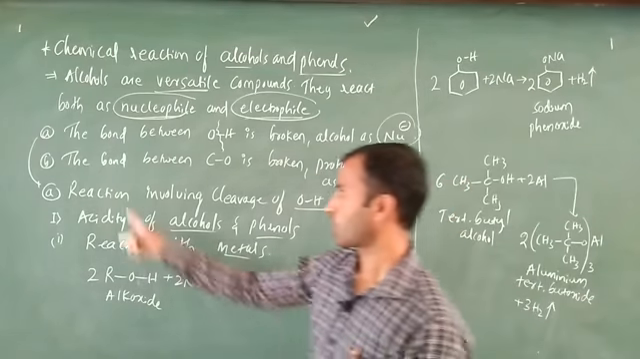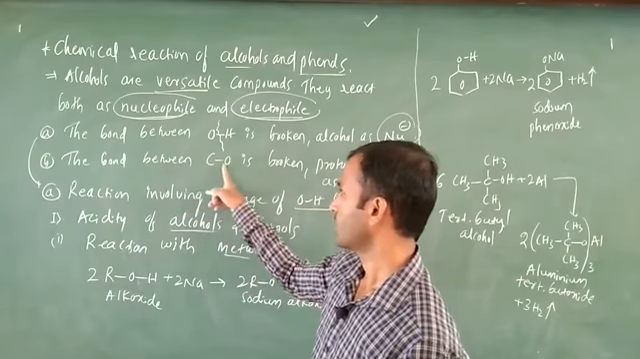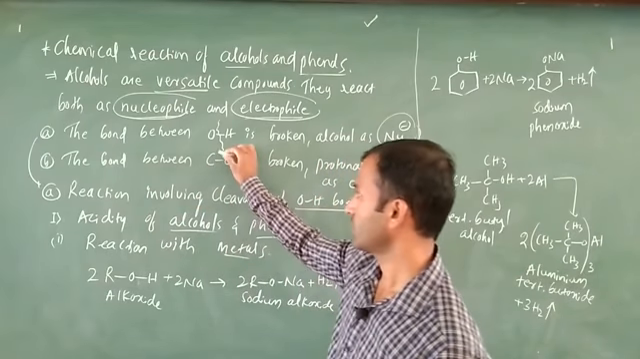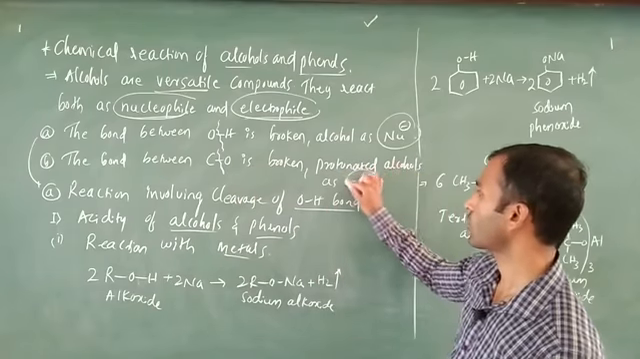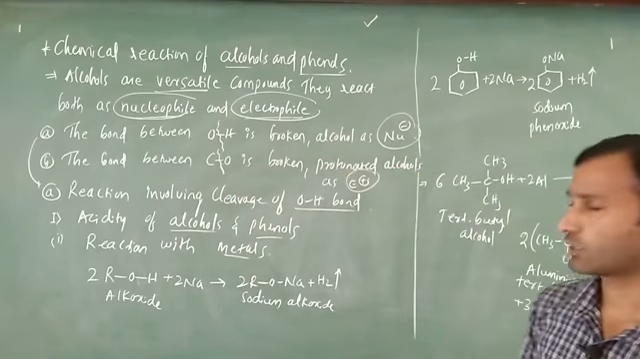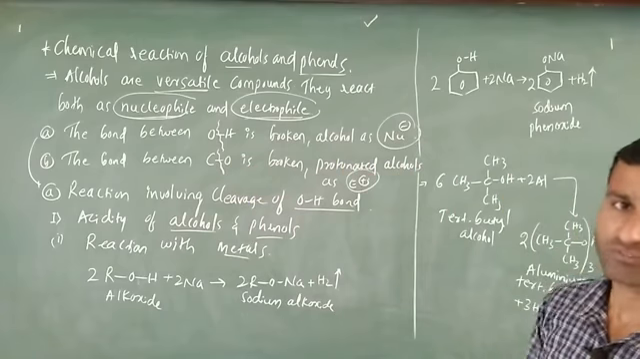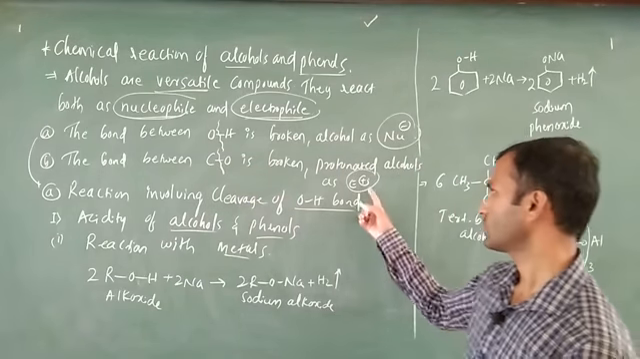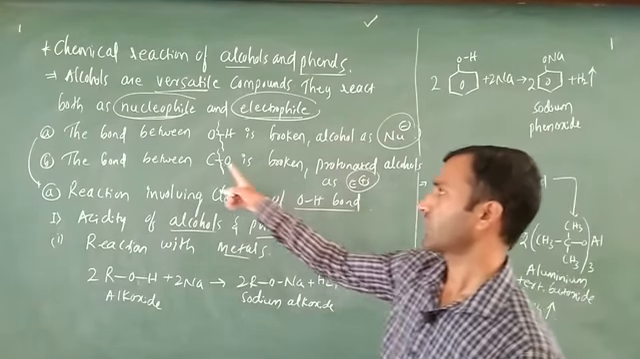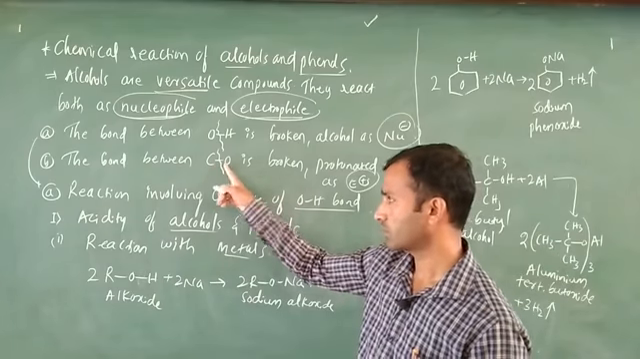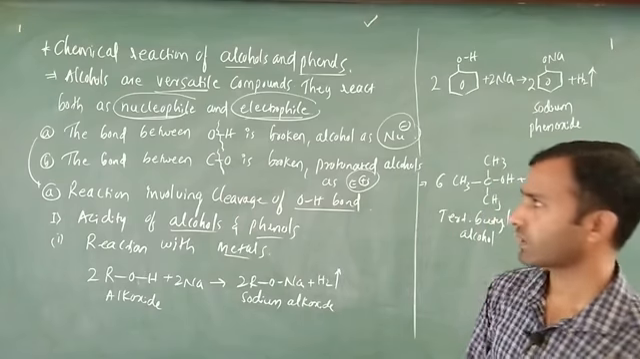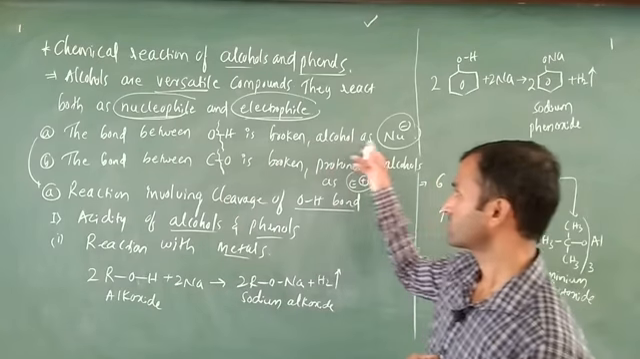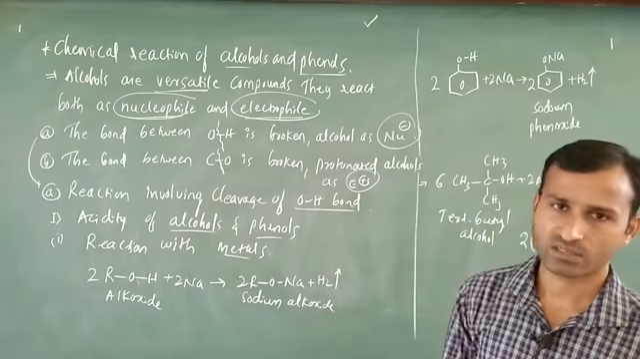The bond between carbon and oxygen is broken. If the carbon oxygen bond is broken, the protonated alcohol acts as an electrophile. Protonated means addition of a proton. Bear in mind, if the carbon oxygen bond is broken, that indicates the alcohol acts as an electrophile. If the OH bond is broken, the alcohol acts as a nucleophile.